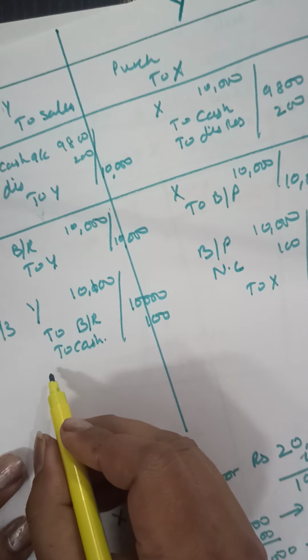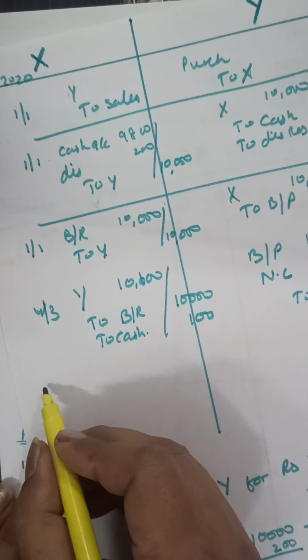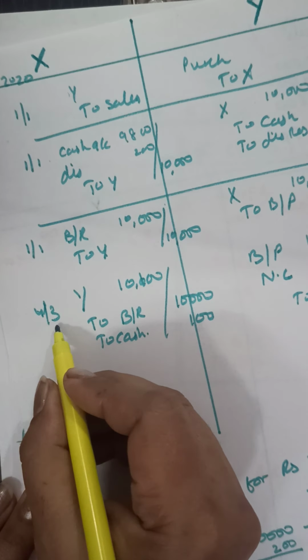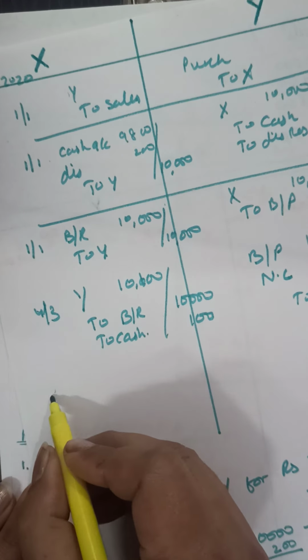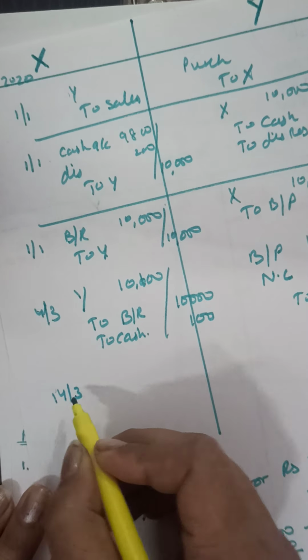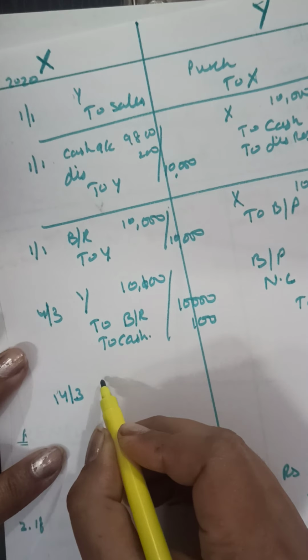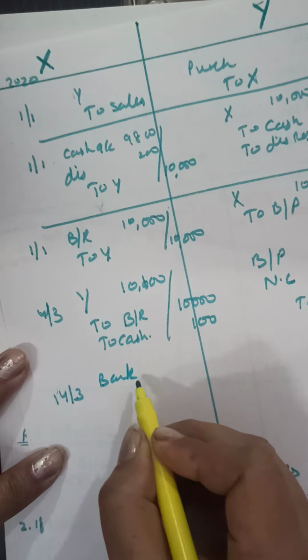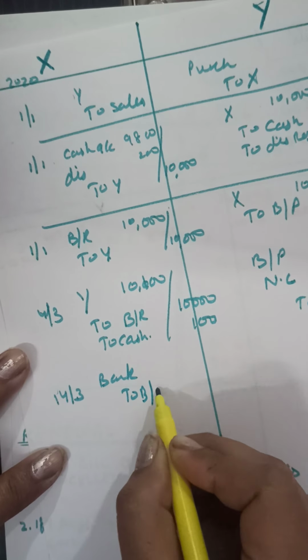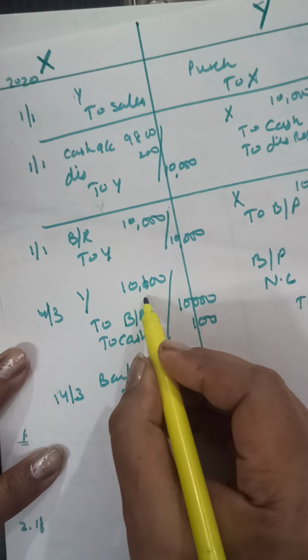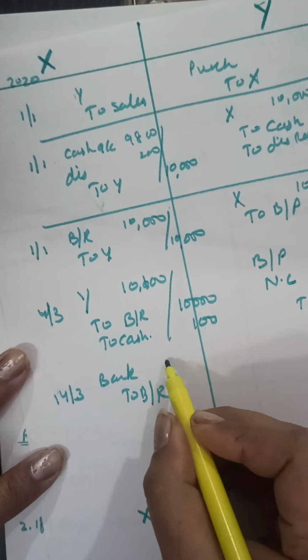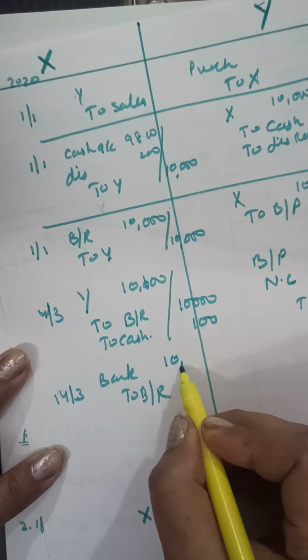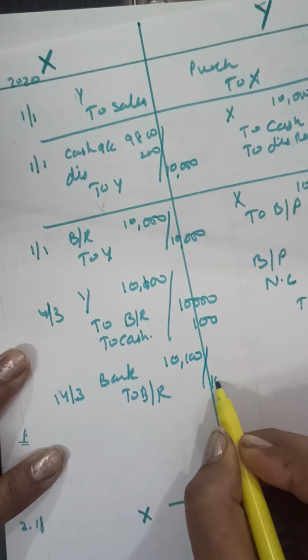And after this, 10 days later, that means 4th March is the due date, and 10 days later the bill is paid, 14th of March. 14th of March he receives the payment, bank to BR. 10,000 was the amount of bill and 100 is the noting charges, so now he'll receive 10,100.